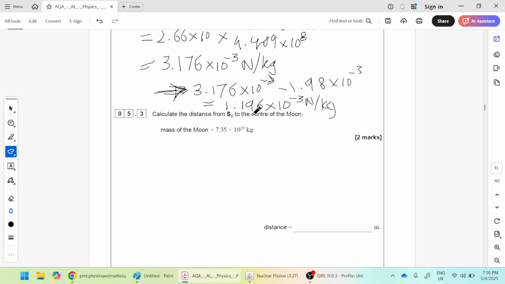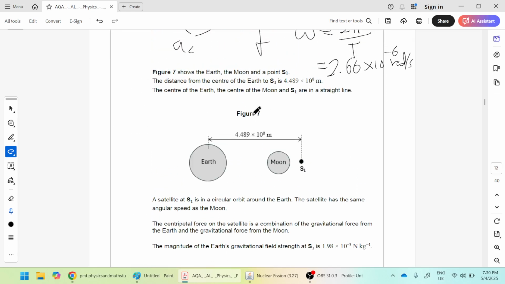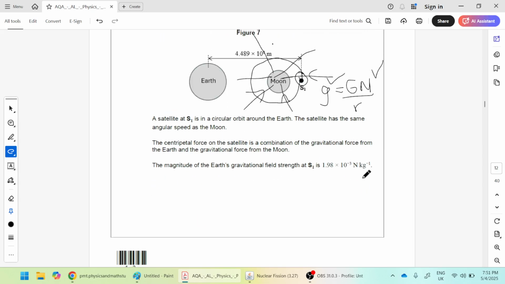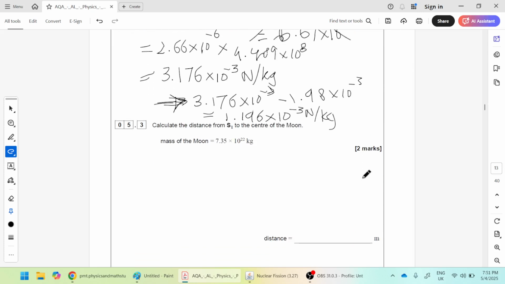Calculate the distance from S1 to the center of the Moon. So here, the gravitational field of the Moon, let's draw roughly here. That looks very ugly, but you get the idea. Gravitational field of the Moon, this is the radius. So over here, we know g. If we use the equation, we have been given the mass in that question. We can figure out R because we know this. R equals capital GM over simple g.